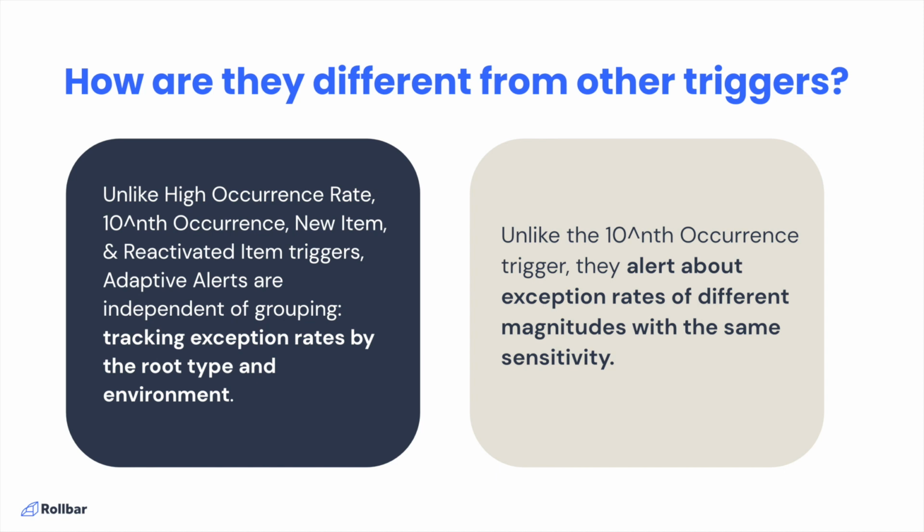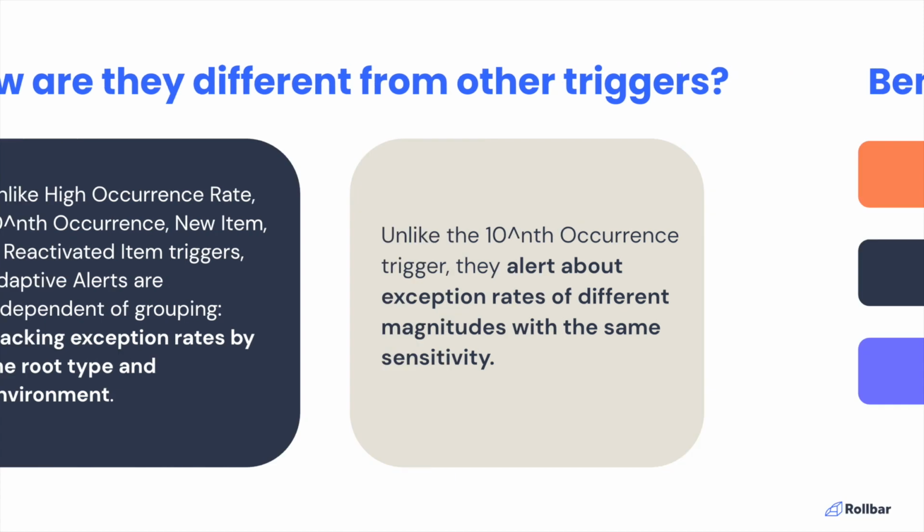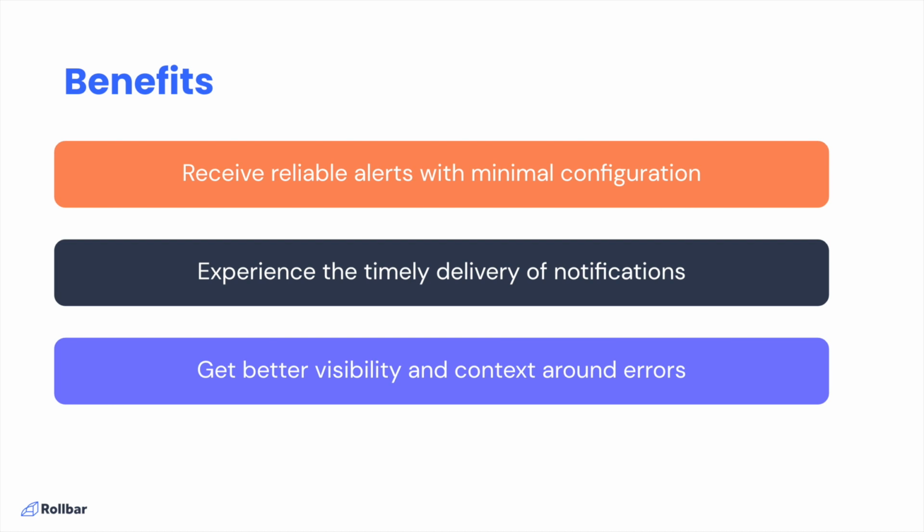So how is this different from the existing triggers? The first, very important distinction: unlike some of the existing triggers, this is not dependent on the item grouping. A high occurrence rate can happen outside of a single item. It can happen across a given environment or be attributed to a single root. And unlike the logarithmic occurrence trigger, the 10 to the nth, this has an adjusting sensitivity level. It's not fixed on those numbers, 10, 100, 1,000, etc. That gives a better experience to users because you have a closer view, and you're going to be notified when those calculated exceptions have occurred.